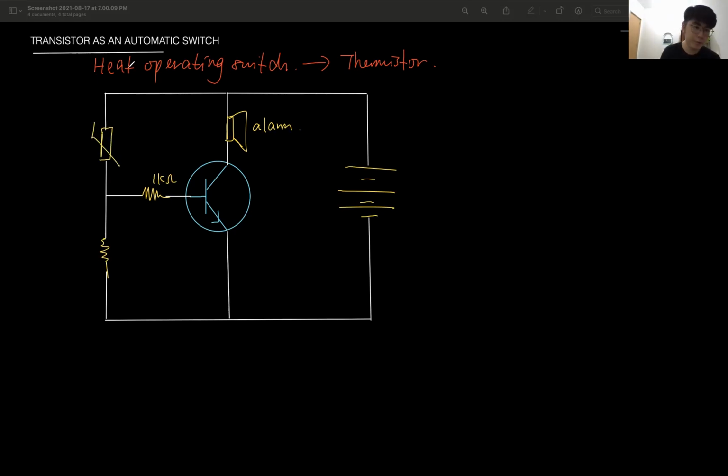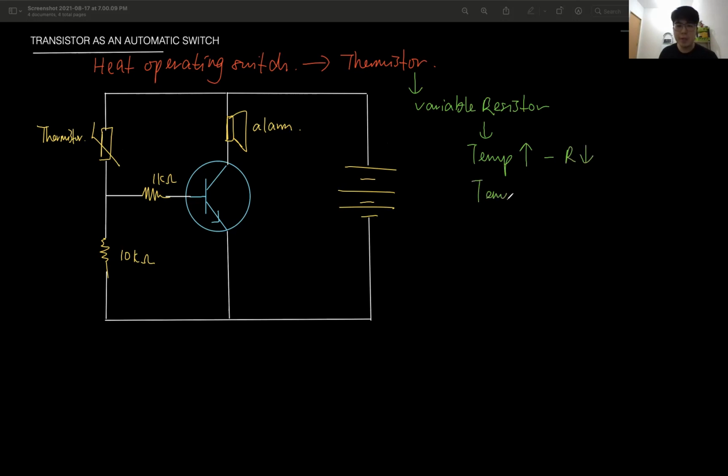Please remember the symbol. Like this. This is 10 kilo ohm. Now again, the thermistor. Again, the resistance is a variable resistor. The resistance will change depending on temperature. If the temperature is high, the resistance is low. If the temperature is low, then the resistance is high.